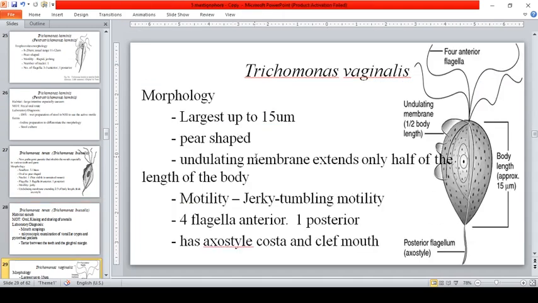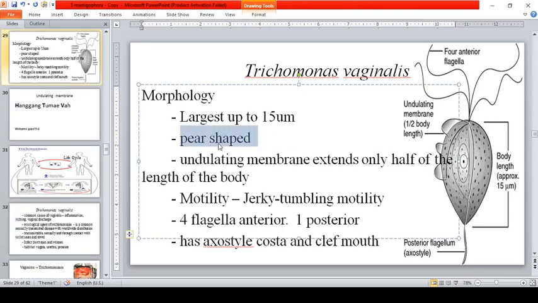Okay, so the Trichomonas vaginalis. Okay, this is the largest. So, pinakamalaki si vaginalis, followed by hominis, and lastly by the tenax. Okay, so pinakamalaki yung nasa genital area. Susunod yung nasa intestinal area, and pinakamaliit yung nasa bibig. Okay? Parang baliktad naman. Kung sino pa yung nasa genital area, siya pa yung pinakamalaki. So, pear shape, kagaya din ng iba. Undulating membrane extends only half of the length of the body.